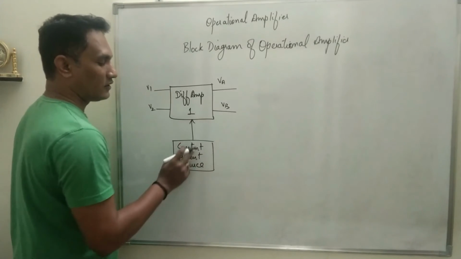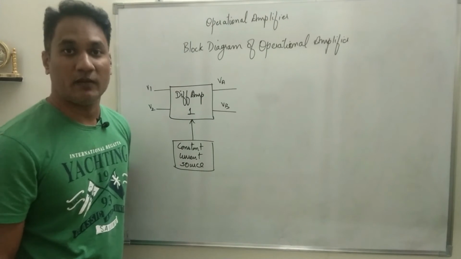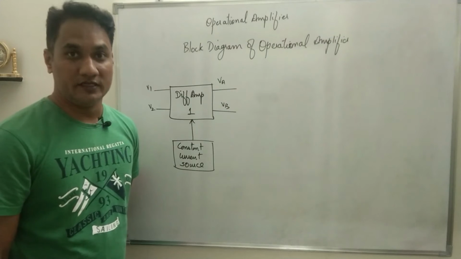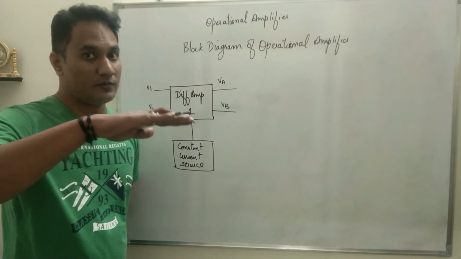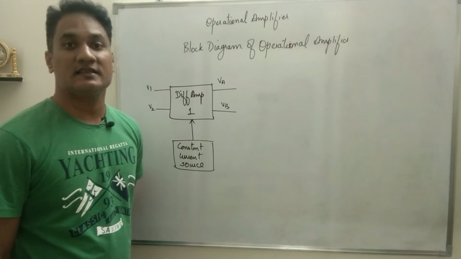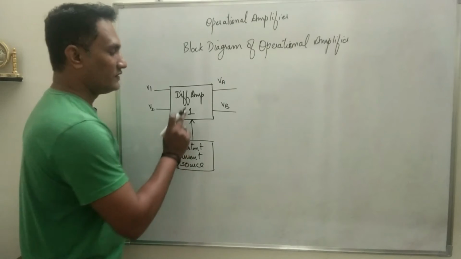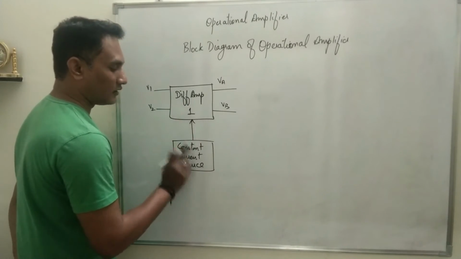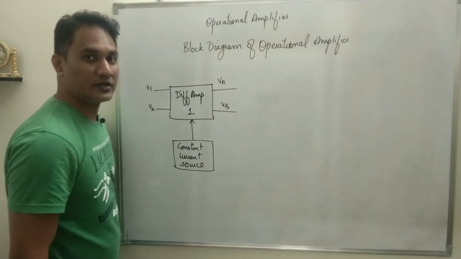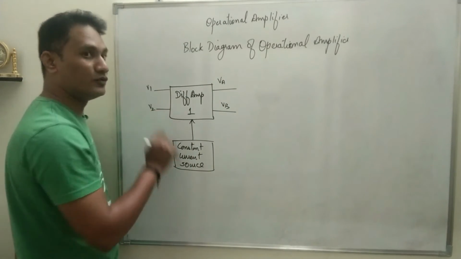Okay, so this constant current source is nothing but the second power supply, minus VCC, which provides constant current for the two emitters of the transistor. So make sure that the operating point of the transistors remains stable, that is between saturation and cutoff. So we have a differential amplifier with a constant current source. This is the first stage of the operational amplifier. That means an operational amplifier will always have two inputs.